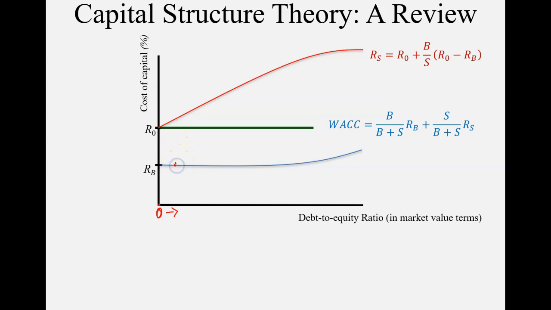The problem is that MM2 says that cost of equity will start to increase, such that if you take a weighted average of this number, which is lower, but then this number, which is higher, you will arrive at the same number, which is exactly equal to the starting R0. So that this line here is the WACC equation. And it's a straight line, meaning that WACC remains at the level of R0. So please understand this distinction. R0 is this unique point, but WACC is this entire line because it corresponds to different levels of debt to equity ratio.